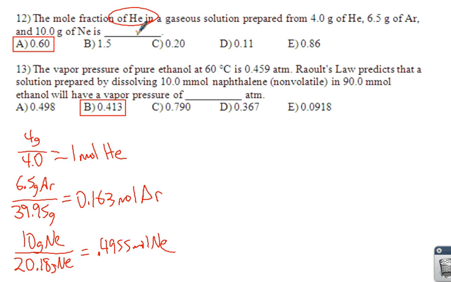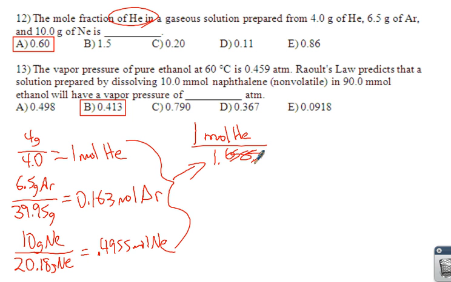Mole fraction of helium, okay? So that would be 1 mole of helium divided by the total, and the total moles are 1.6585, and that's where I got the 0.60. So what's another way of looking at that? That is the mole fraction for helium.